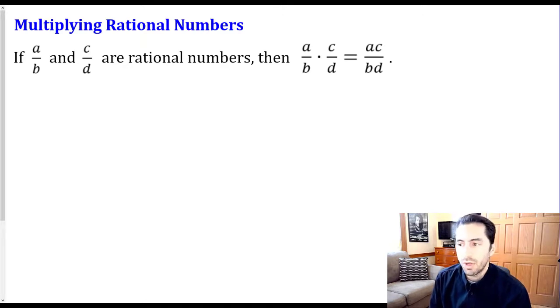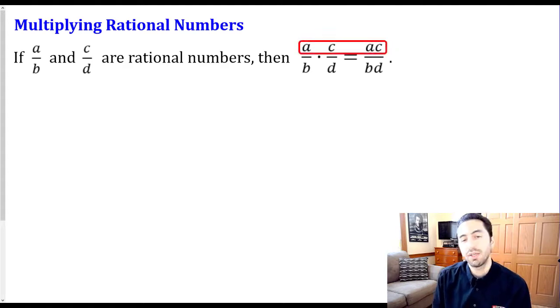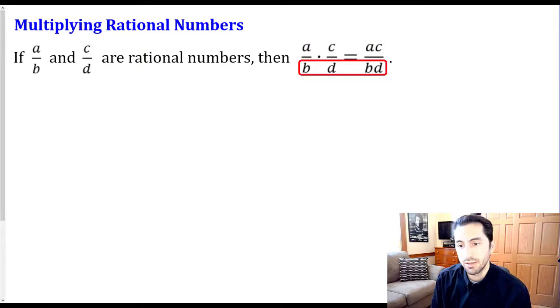Then, when I multiply them, so a over b times c over d, my result is AC divided by BD. In other words, when I multiply two fractions together, their product, the result is going to be the numerators multiplied together and the denominators multiplied together. So let's do an example just to illustrate this.